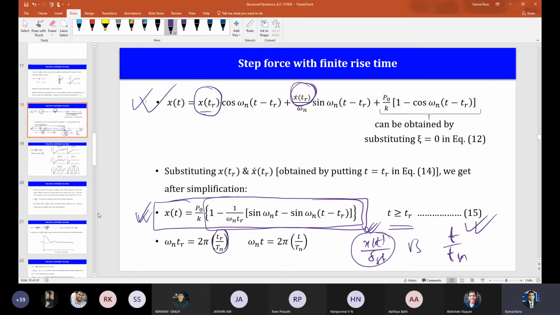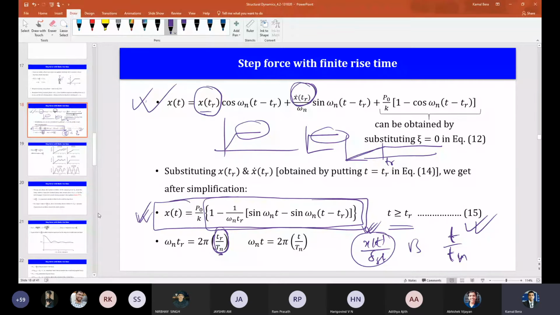Why is tr important? Because of how the response is affected by the rise time. It can be like this, it can be like this, right? Very quickly rising, or very slowly rising, right? After this it is constant, right? So how is the response affected by the rise time with respect to the natural period of the system? Tn is the natural period, 2 pi by omega n. How the ratio of the rise time to Tn affects the response, we are going to see graphically.